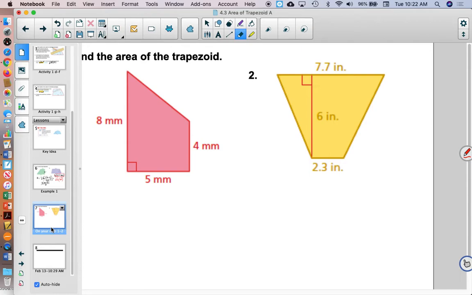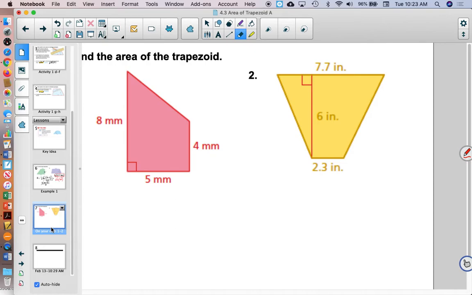Tell me, what is the height in this one? What is the height in number 1? Raise your hand. What's its height? It can't be 8 millimeters. Well, it could, but the problem with that is, on trapezoids, doesn't the height have to be perpendicular to both of the bases? Okay? That's why I asked you to tell me about this one, because this one is sitting different than what you're used to looking at, right? But the height runs perpendicular to the two bases.